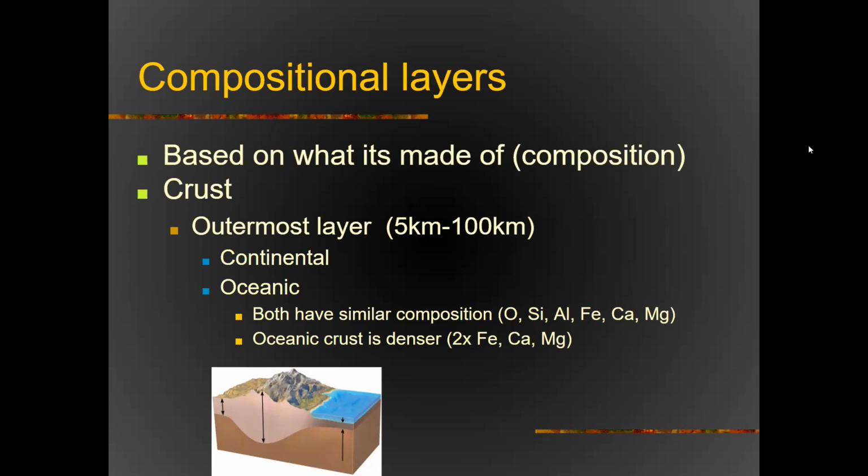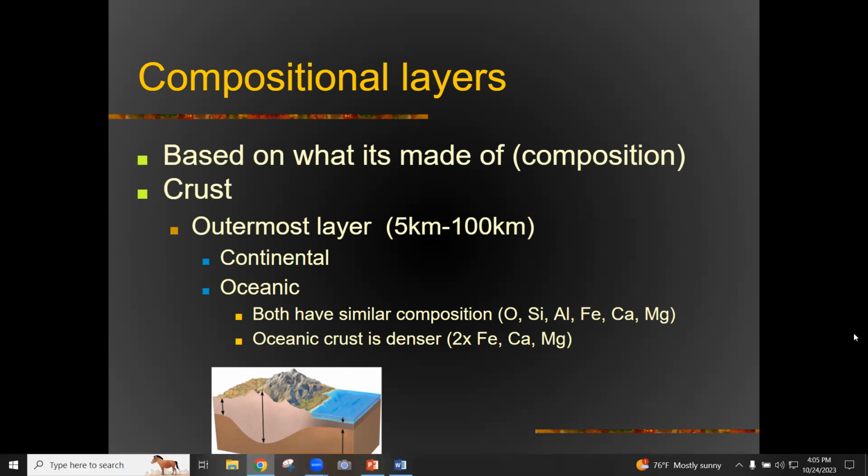All right, first we need to understand the first way in which we can look at the Earth's layers: the compositional layers. Compositional layers are based off of what it's made of, based off of its composition. What elements make up the different kinds of layers. If we look at the Earth based on the compositional layers, there are three compositional layers.